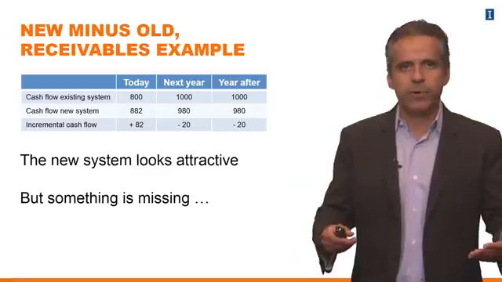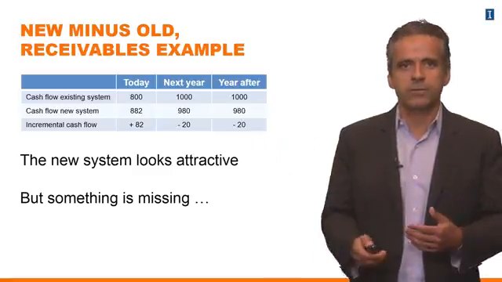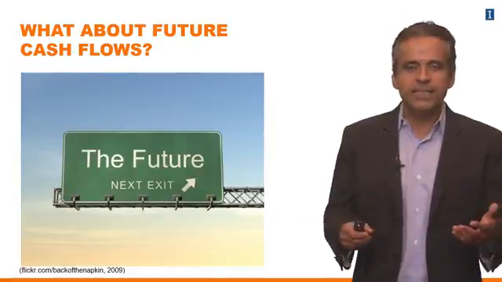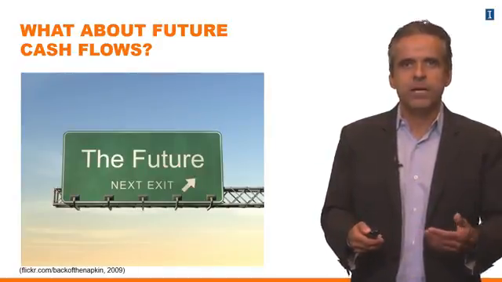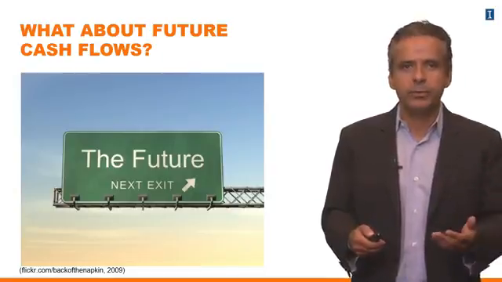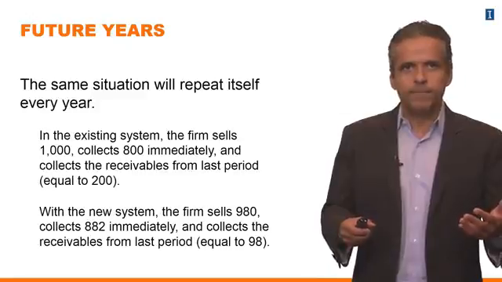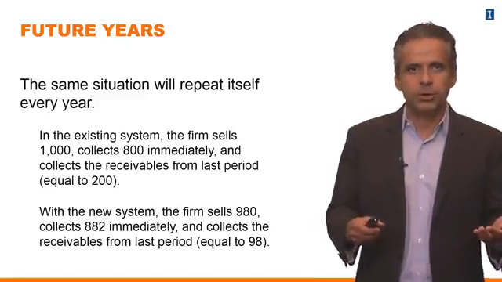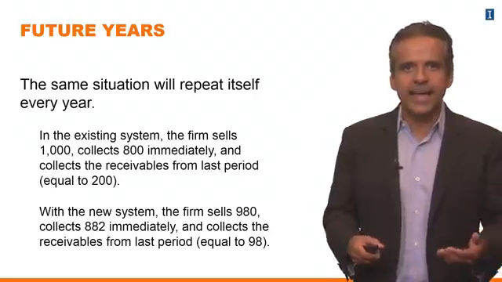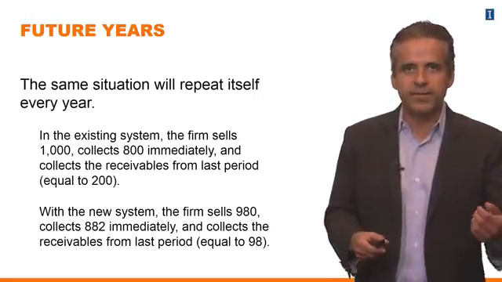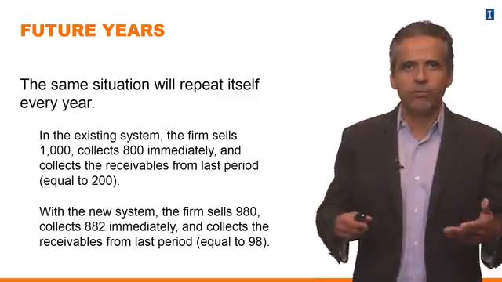To value a firm, for example, to find a stock price, you have to think about all the future cash flows. So really, what is missing here is the future, okay? Future cash flows. What is going to happen in the future, right? And if you think about this problem, if you look at your assignment solution, it's very easy to see that the same situation is going to repeat itself. Every year, the same situation is going to happen over and over again.